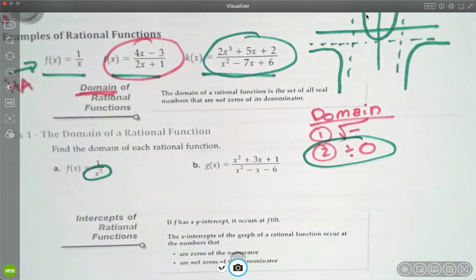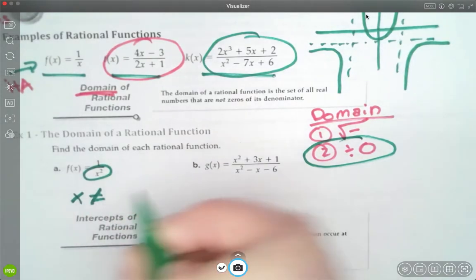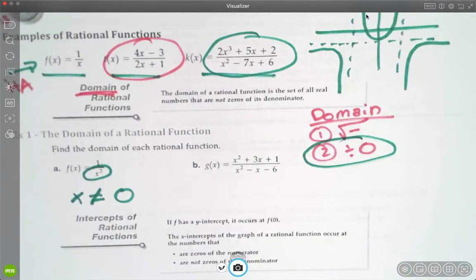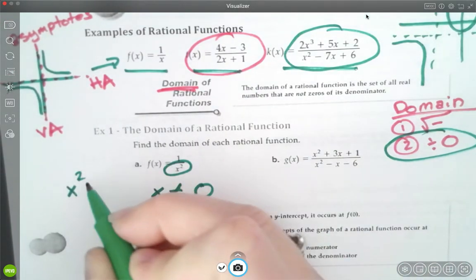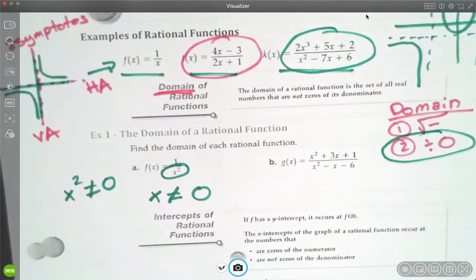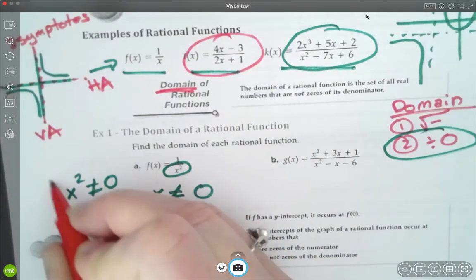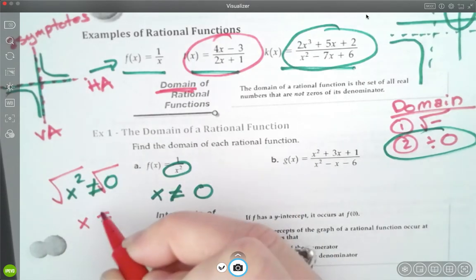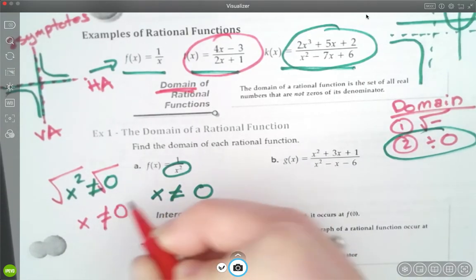So what can x not be? 0. If you cannot think about that and do that in your brain, you would just say, okay, x squared can't be 0, right? And how do I get x by itself? You take the square root, right? So x can't be, what's the square root of 0? 0. That's the algebra behind that, okay?